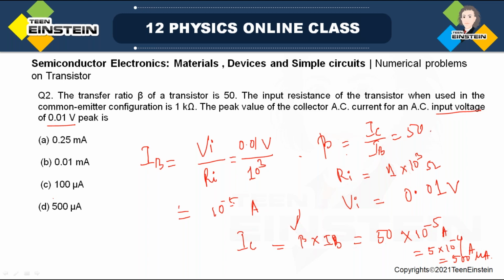Deepa, are you getting my point? How I am solving the problem? It's a very simple problem. The first two problems are very simple problems. Okay.